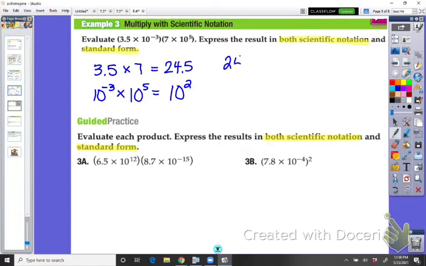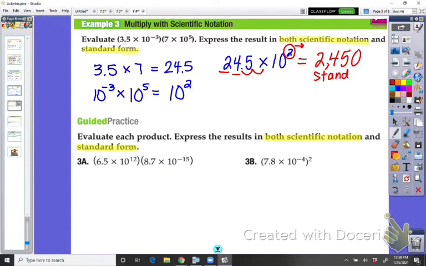So if you had 24.5 times 10 squared, you should know that that's not scientific notation because you have 2 digits prior to your decimal point. So let's write this in standard form first. If this exponent's a positive 2, it's moving to the right twice. So to the end of the 5, and then I need 1 more 0. So it's 2,450. This is standard form.